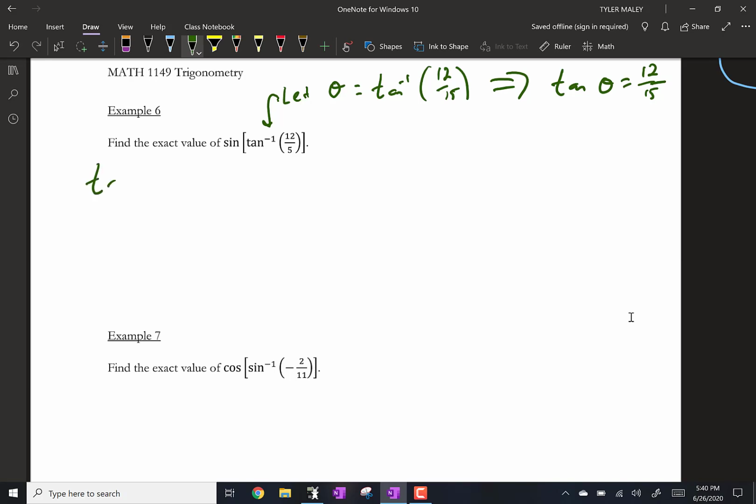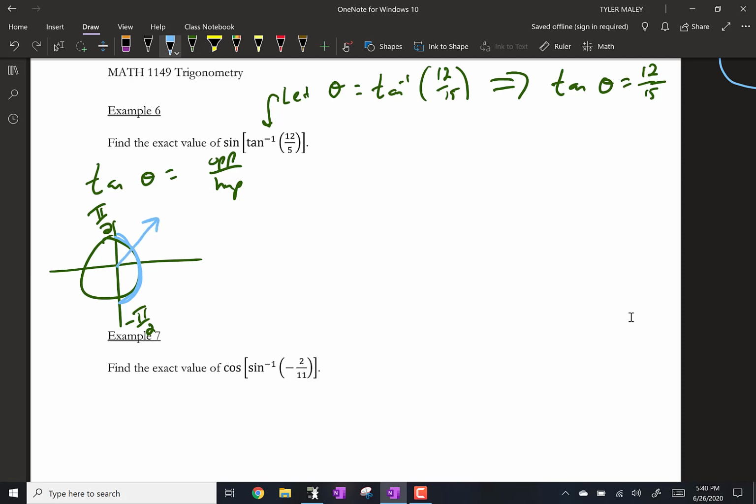Since tangent of theta equals 12/5, remember, tangent of theta is equal to the opposite over the adjacent. For inverse tan, we're going to be in between negative pi over 2 and pi over 2. We're stuck in this half here. The tangent is positive, so I know I'm going to be in the first quadrant.